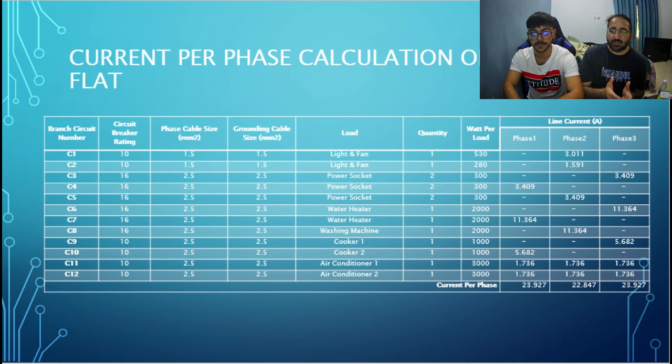Also, in the line current, there are three phases. We have phase 1, phase 2, and phase 3. For each one we have to calculate the current per phase, the total of them. And at the end, we can see the current per phase for each phase is approximately the same among all three phases.